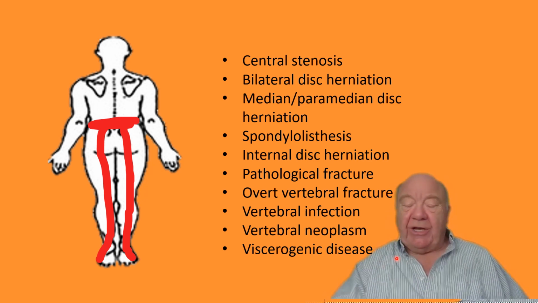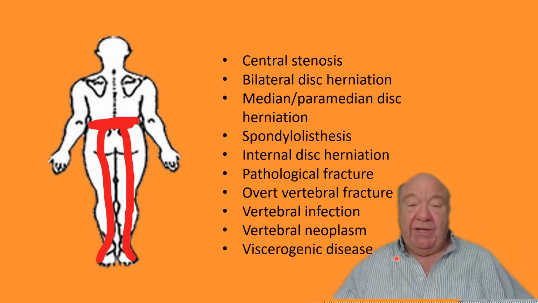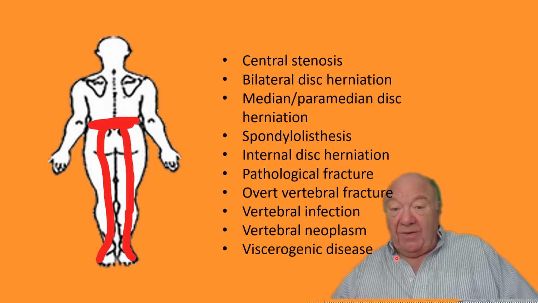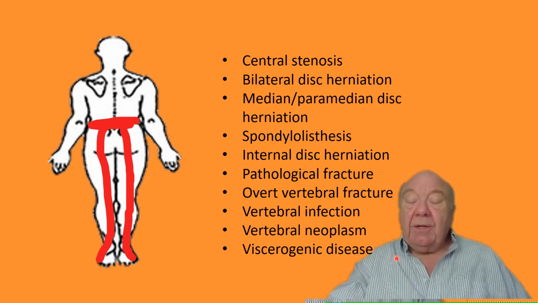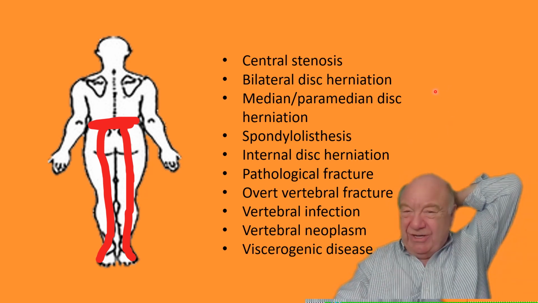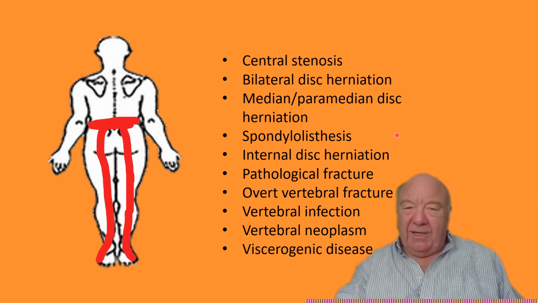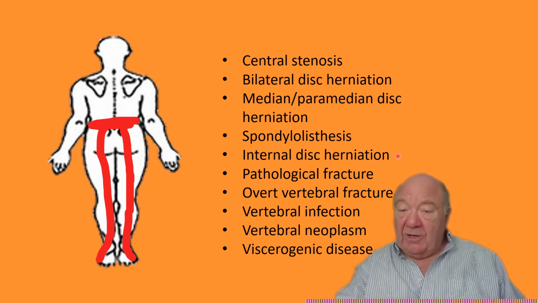And then viscerogenic disease is very easy to sort out. Range of motion, PAs, no problem. It's not coming from the spine. Wherever it's coming from, it's not coming from the spine. So what does it leave us with? Well, bilateral disc herniation is a possibility. It's not going to be paramedian or median disc herniation because of the specificity of the referral. It's not going to be spondylolisthesis for exactly the same reason, and the central stenosis. So it could be an internal disc herniation, very possible.